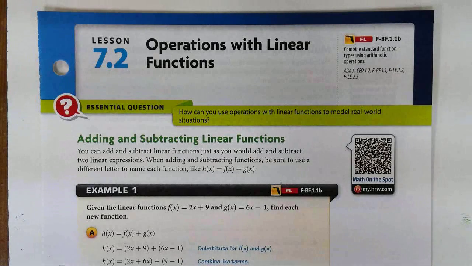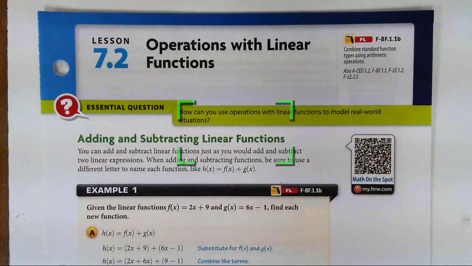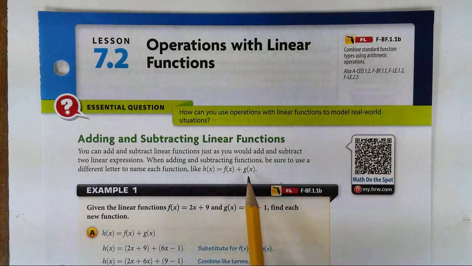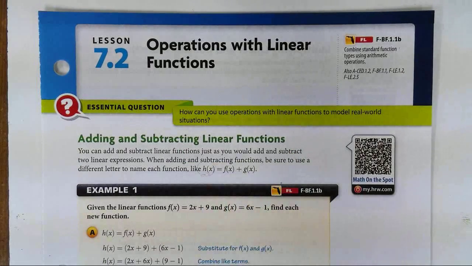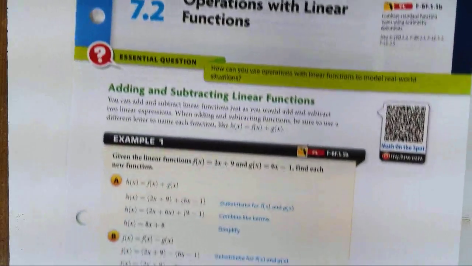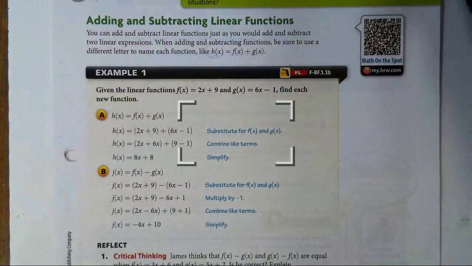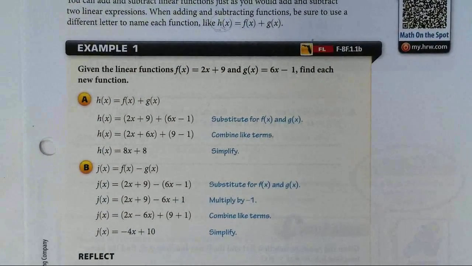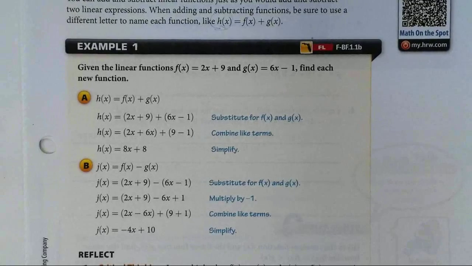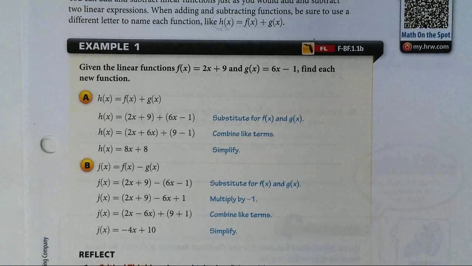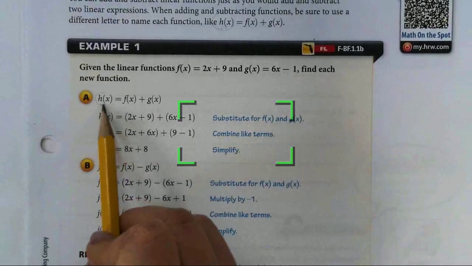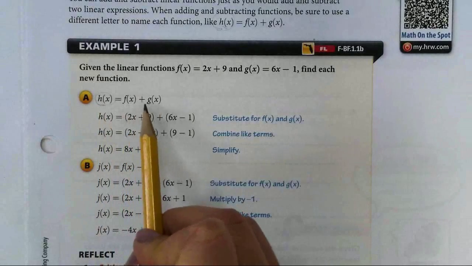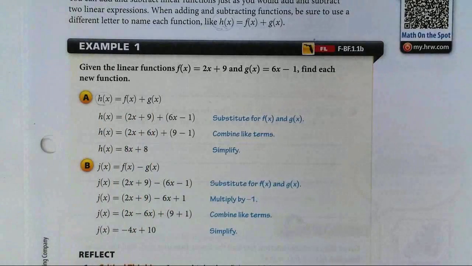So, for example, h of x equals f of x plus g of x. What that's saying is that if you're going to take two different functions and put them together, you want to rename it as something new. Okay? So over here, we're going to start. I'm going to zoom you guys in a little bit more now. Given the linear functions f of x equals 2x plus 9 and g of x equals 6x minus 1, you want to find the new function. Notice the new function is h of x, and we want to find f of x plus g of x. So this is pretty simple.